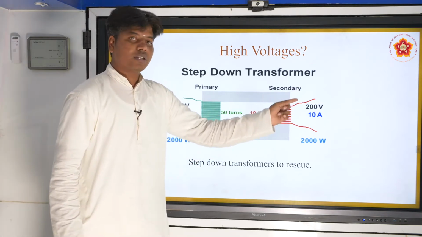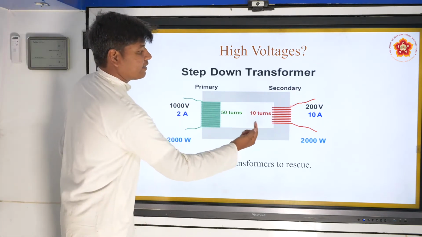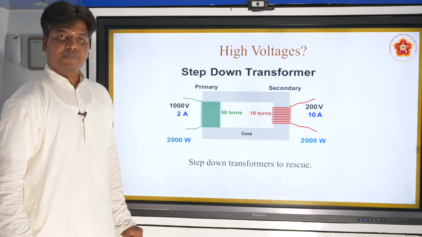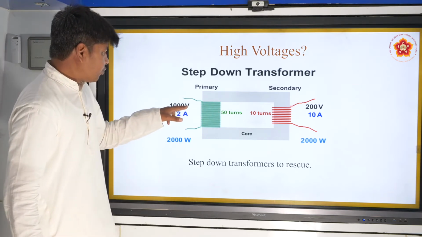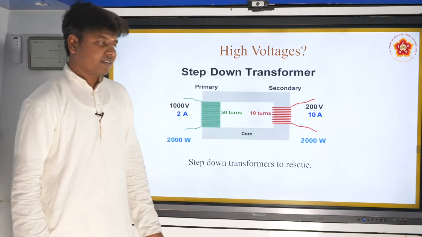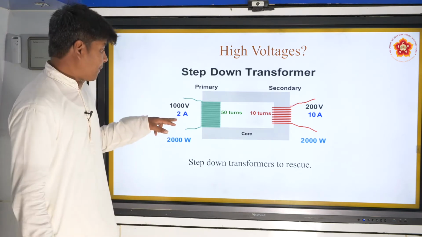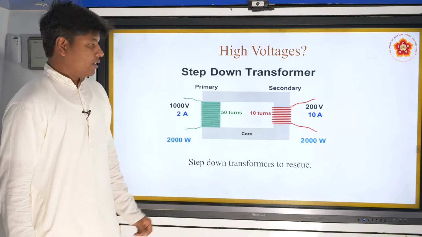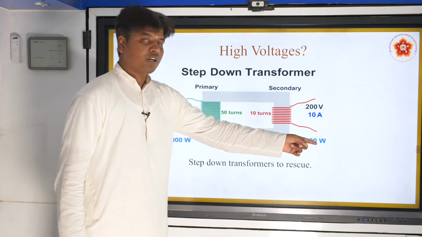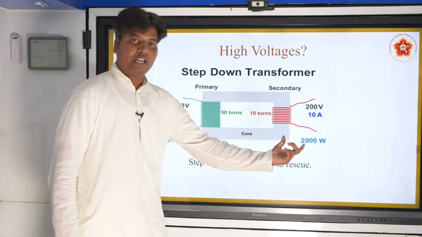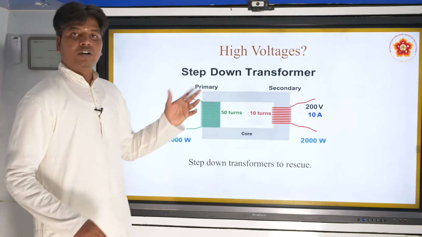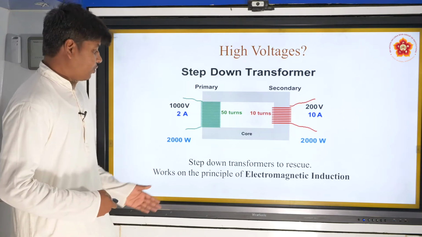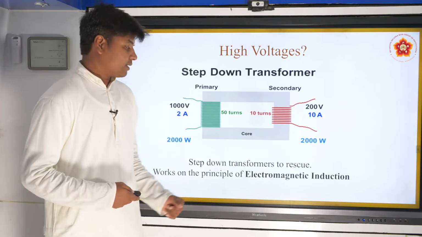If you want slightly more voltage or slightly less voltage, you can manipulate these turns a little high or a little less to get the desired voltage and desired current. See here, 1000 volts is decreased to 200 volts, and alternately what happened? 2 amps, low current, is increased to a relatively high current, 10 amps. Still, 200 into 10 is 2000 watts. So the power is not being lost, but we just played with voltages and currents using electromagnetic induction. So it works on electromagnetic induction as we discussed.